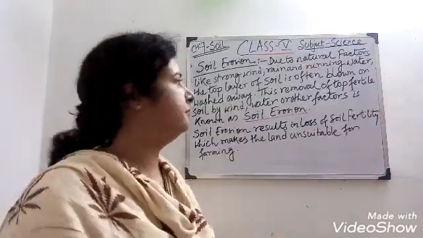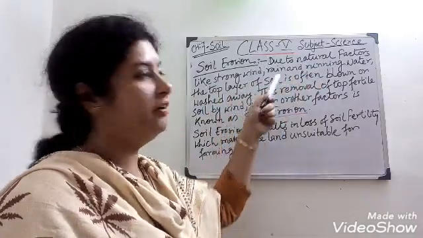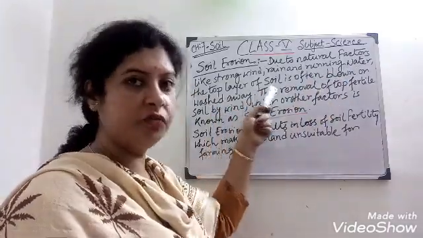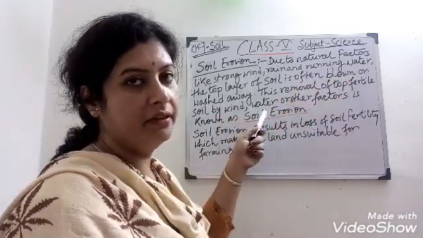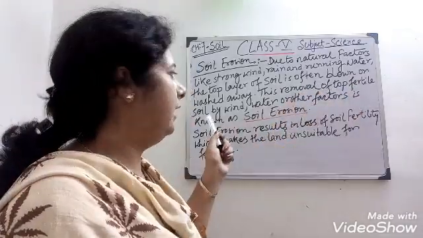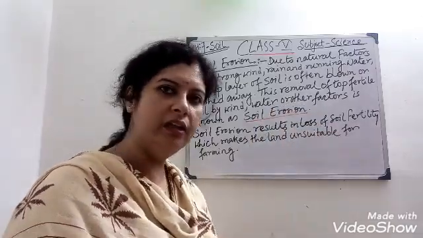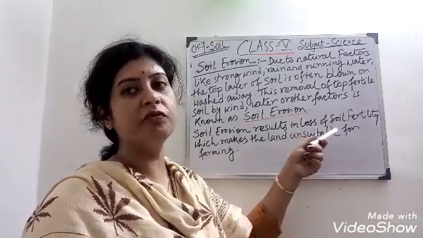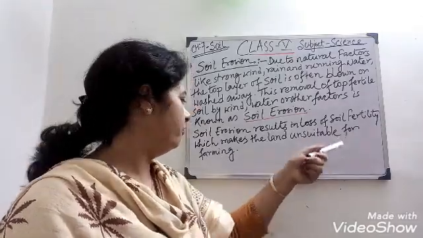Now, soil erosion. Due to natural factors like strong wind, rain and running water, the top layer of soil is often blown or washed away. This removal of top fertile soil by wind, water or other factors is known as soil erosion. Soil erosion results in loss of soil fertility, which makes the land unsuitable for farming.